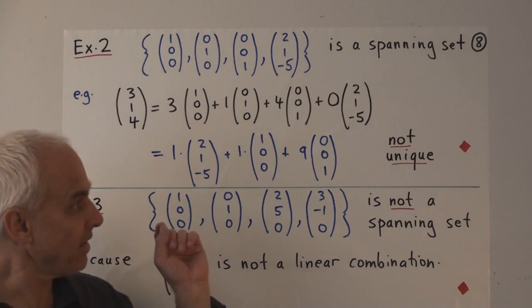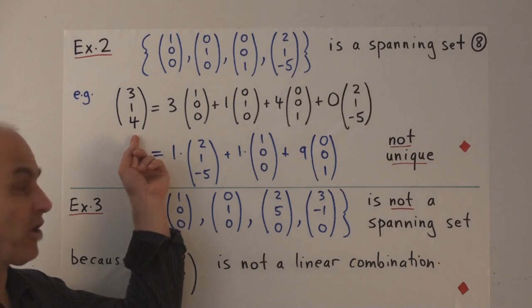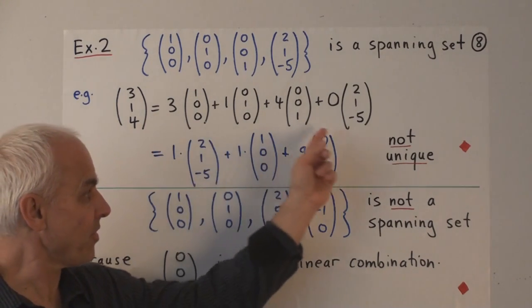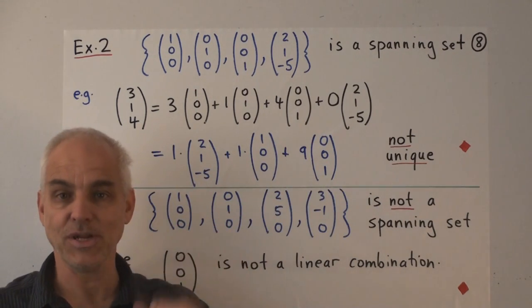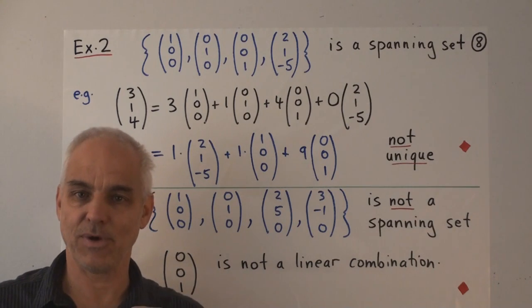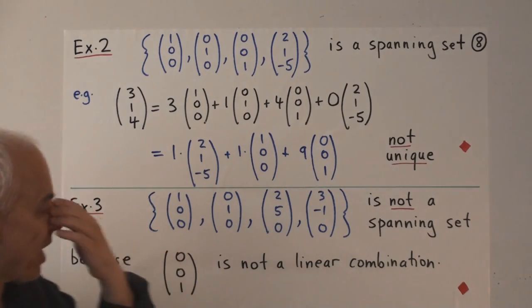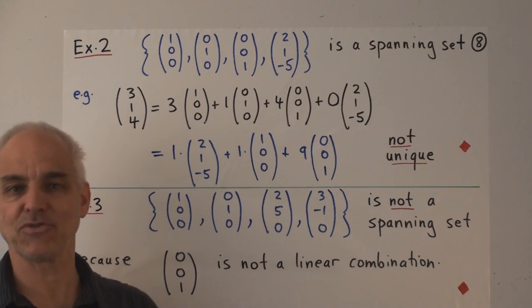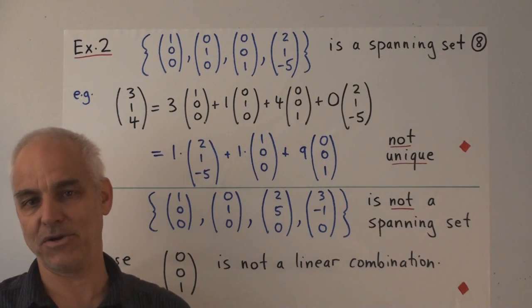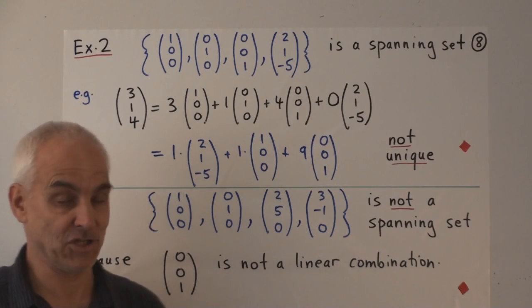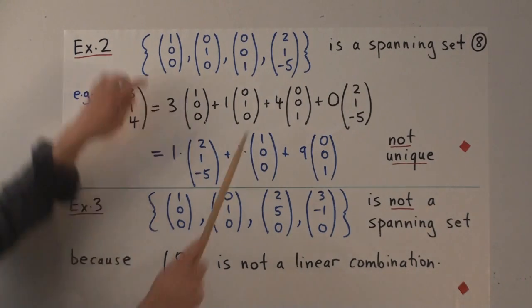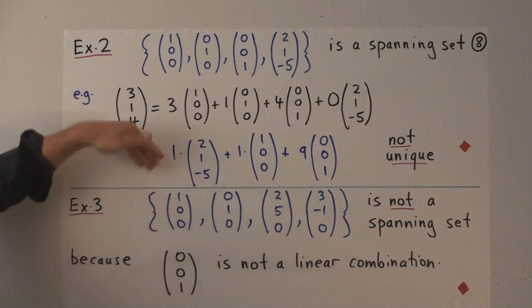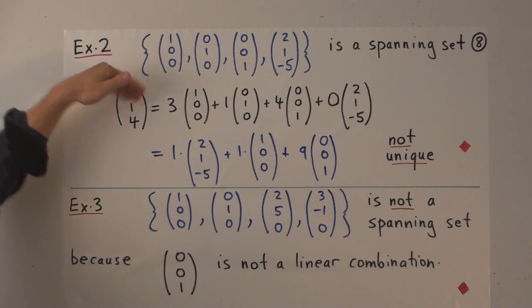Which shows us that, in general, the linear combination is not unique. It's different from what it was last time. And it's because we have, in some sense, too many vectors. There's a bit of redundancy. We have some extra freedom because we have so many vectors at our disposal to make combinations with. So it's still a spanning set, but now the linear combinations used are not unique.